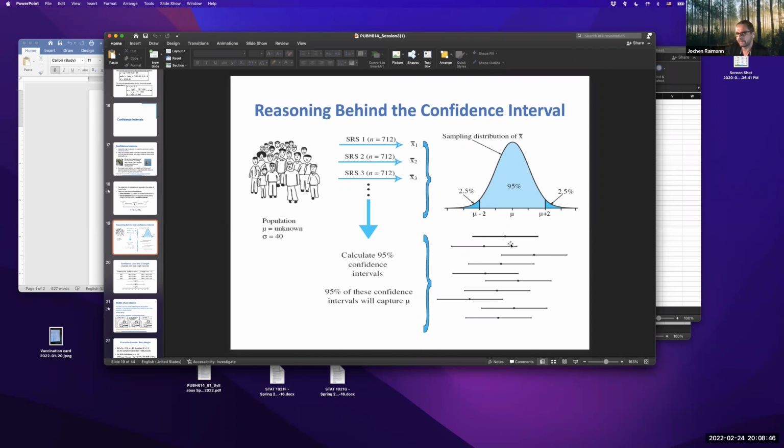Kind of. So that confidence interval is still the distribution, or it's just one?